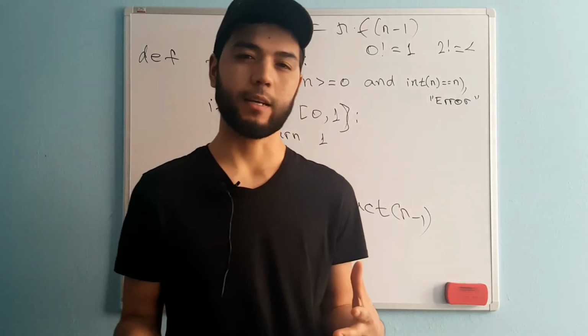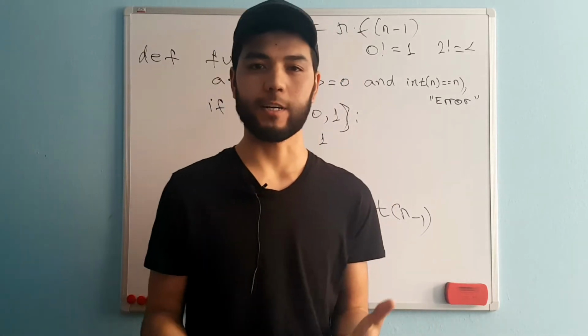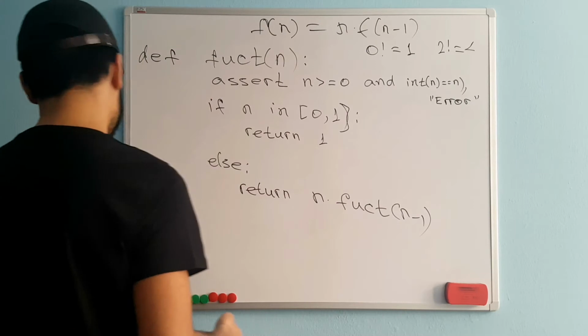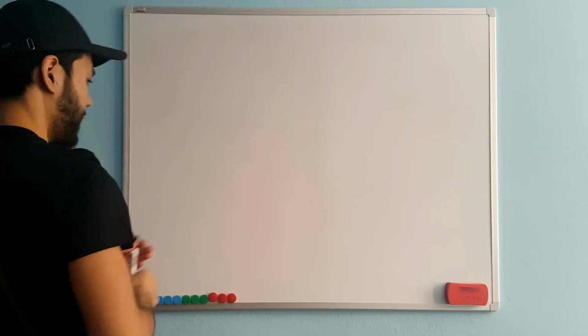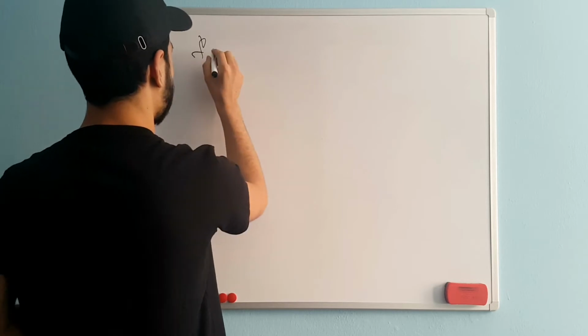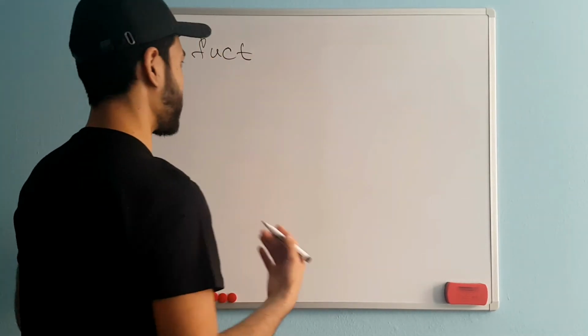The question may arise: why is recursion slow? Recursion is slower than iteration. Why? We will see how our function works. Firstly, from the previous example, we have the factorial function, which takes a number and returns the factorial of that number.